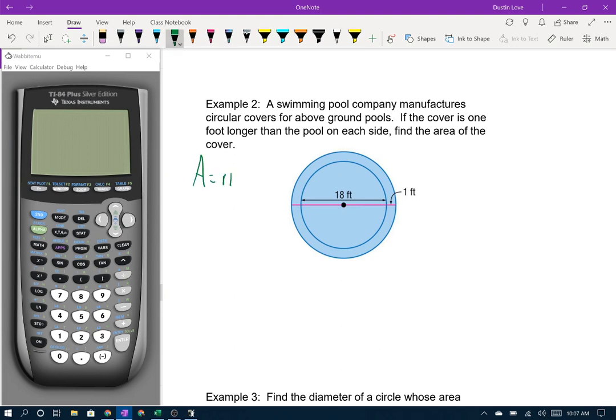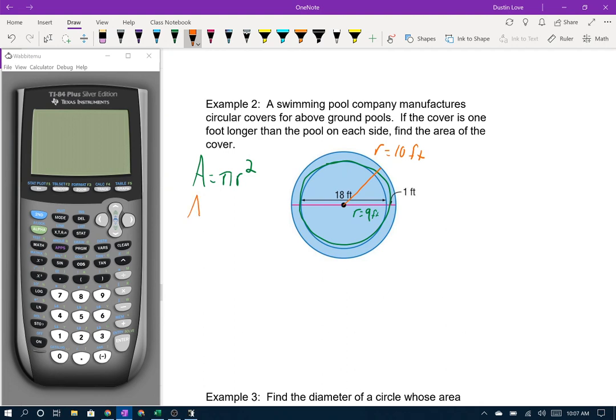So what we're going to do is find the area of the entire thing, which means area formula is pi r squared. I need to find the radius of this circle. So for my small inner circle, if the diameter is 18, the radius is 9 feet. Then I'm going to look at the entire thing, this entire distance. Radius is going to be the 9 foot plus 1 foot, which is 10 feet.